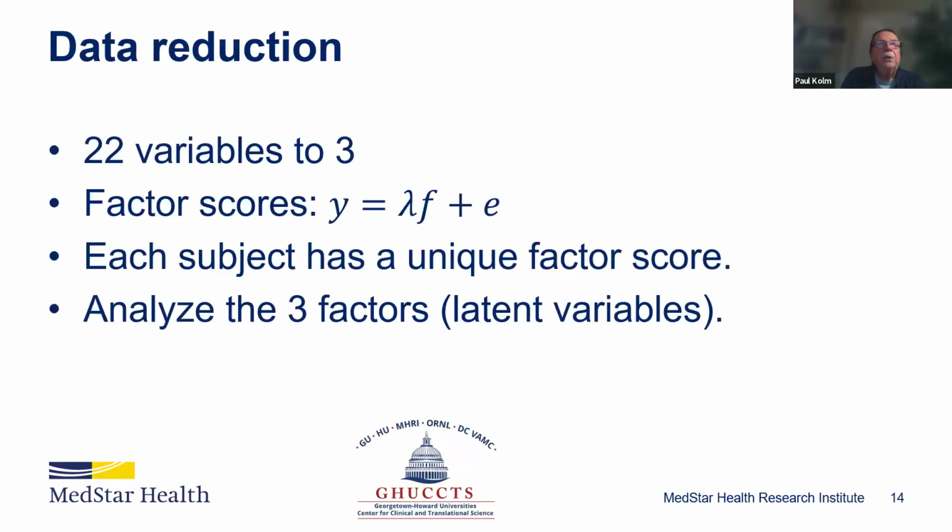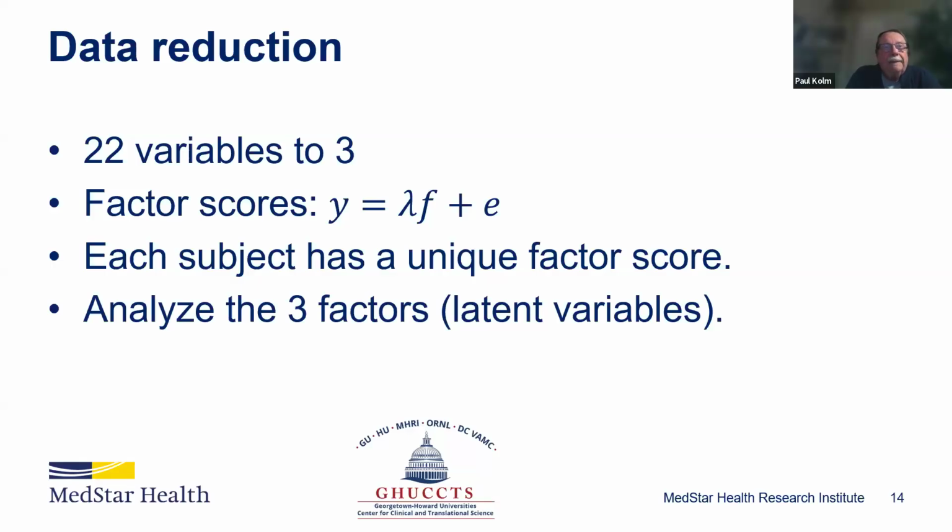So basically what we've done is reduce 22 variables to 3. And so for each subject in your data set, or each patient, you can compute a factor score. And you can see that's sort of a regression type of equation there, where the lambda is the factor loading. But each subject will have a unique factor score. And so then you can analyze the 3 factors instead of having to analyze 22 variables individually, which you don't really want to do.